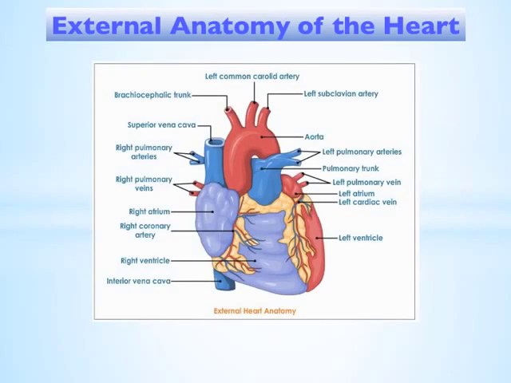And just going through the external anatomy of the heart, we've got the left ventricle, the right ventricle, above the left ventricle is the left atrium, above the right ventricle is the right atrium, and then we've got coronary vessels that cover the outside wall of the heart. I'll deal with those in more detail in a moment.